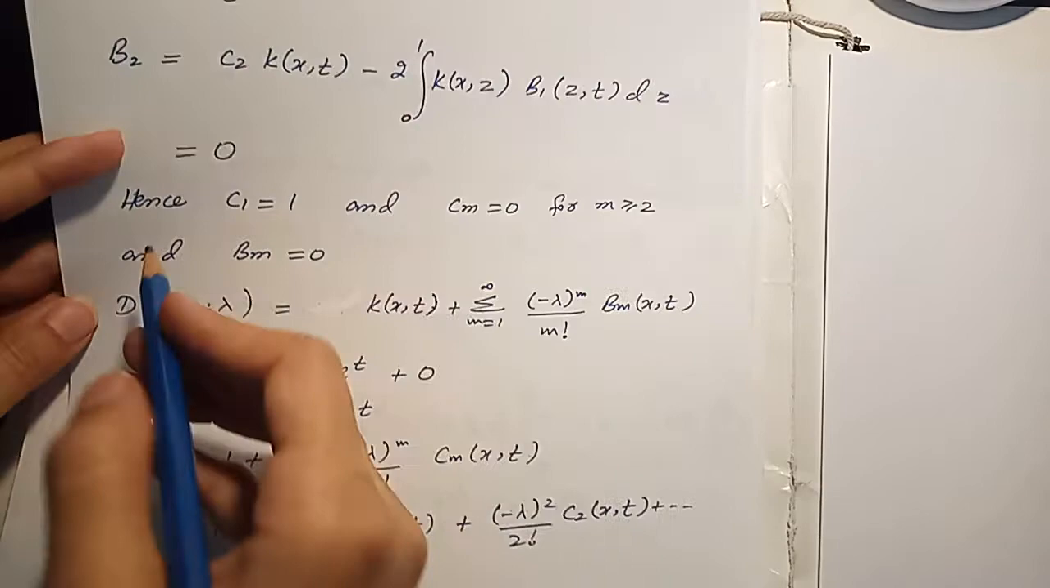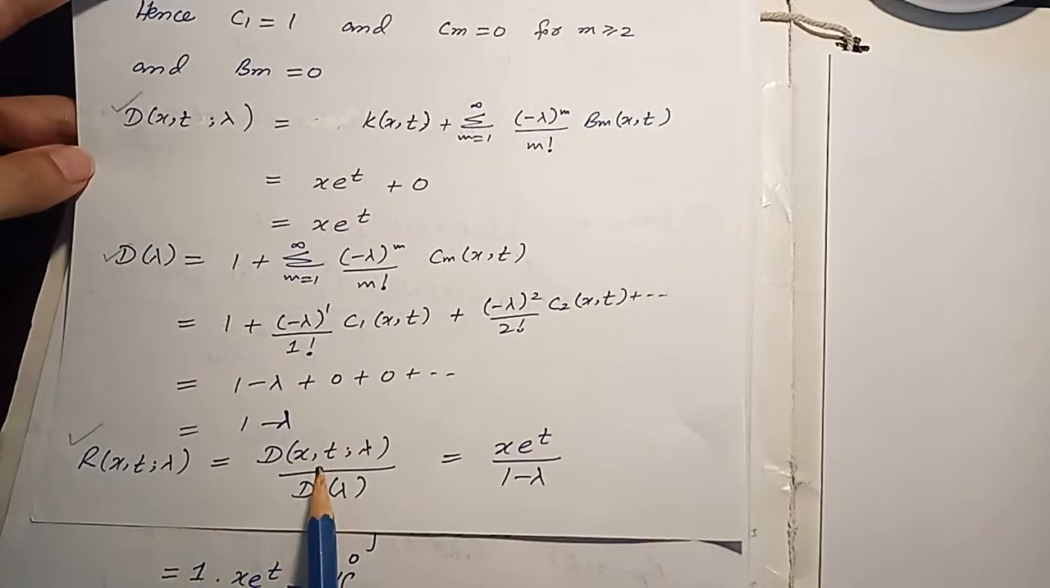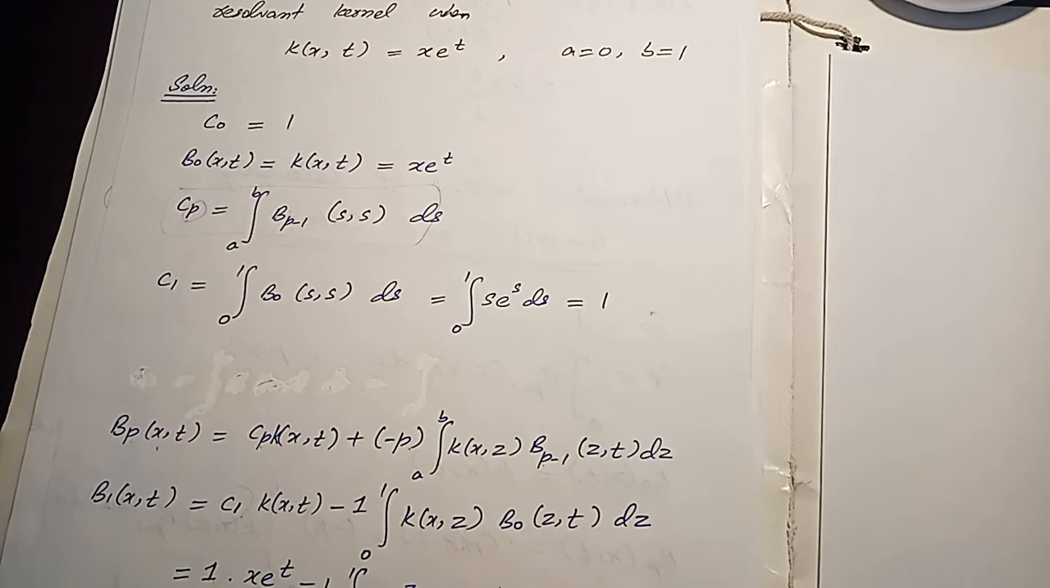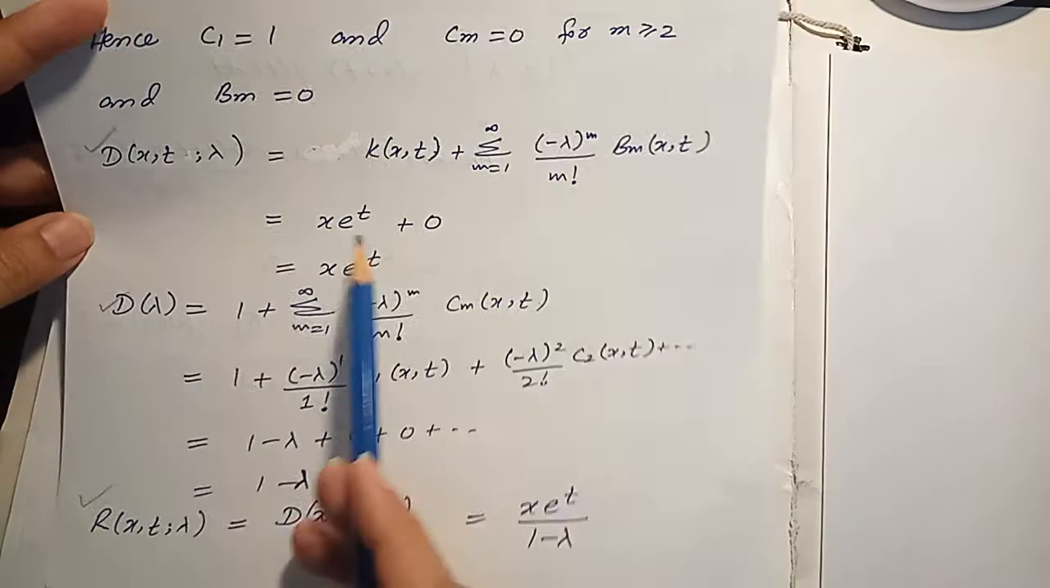So we are going to use now D(λ) and R(x,t), the same formulas we used in the last example. The rest of the procedure is same. The only thing that is making easier here is these formulas of C_p and B_p. They are not involving the determinants like the previous method. Now we use the same formula as before, plug in the values and you will get here the resolvent kernel. Nothing is different now.